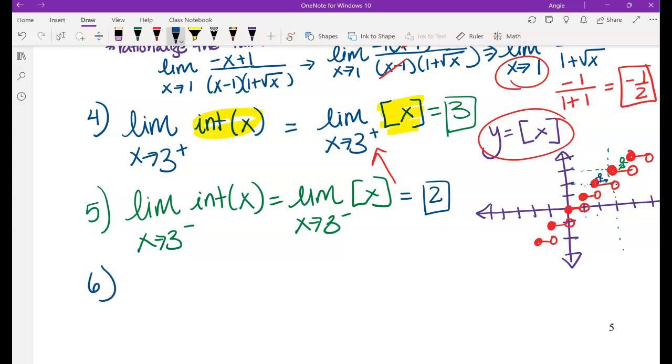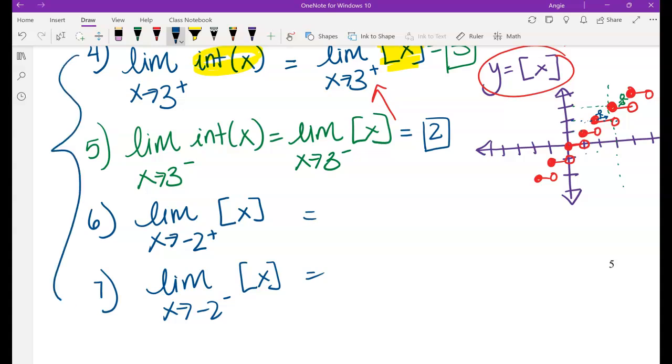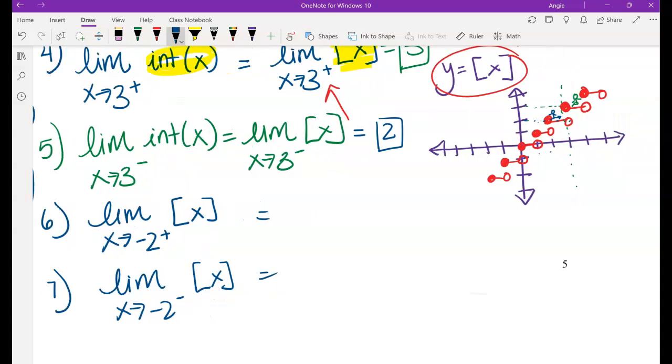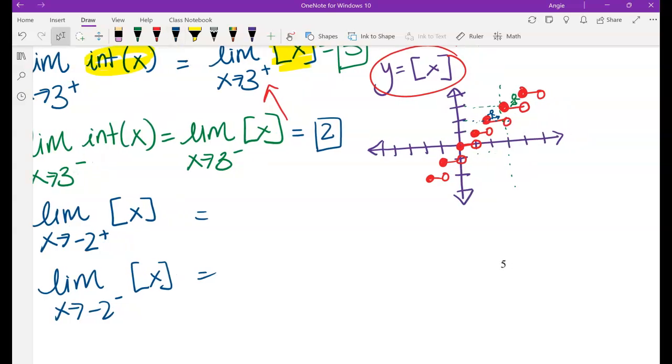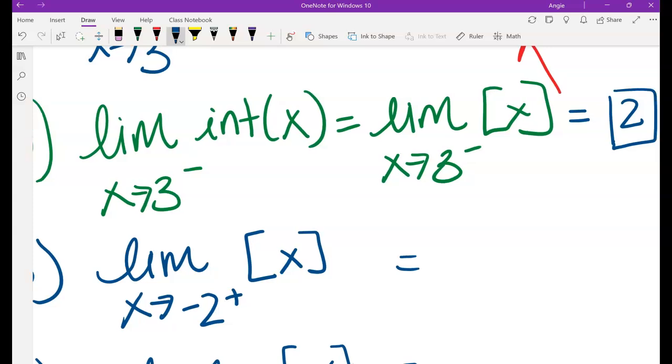Now when we have a negative number, you have to be super cautious, right? Like number 6, find the limit as x approaches negative 2 from the right of your greatest integer function. And then 7, find the limit as x approaches negative 2 from the left of your greatest integer function. These are all related, okay? So check this out. Let's go to our graph. Here is negative 2. If we're coming from the right side, your y value is negative 2.